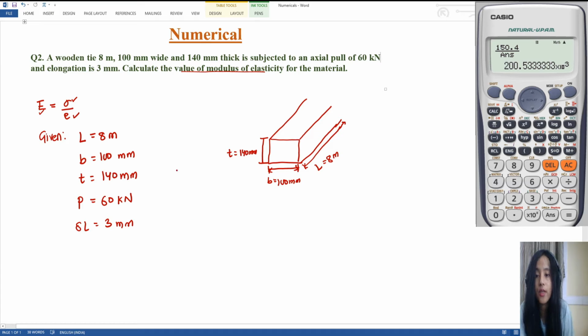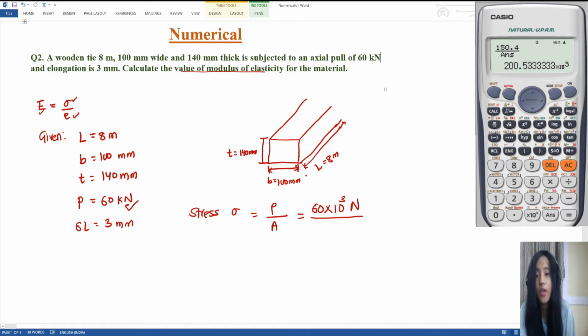To find modulus of elasticity, first we need to find stress. So stress sigma will be equal to force by area. Now how much is force? Force given is 60 kilonewton. We need to convert it into Newton. Kilonewton to Newton, it will be 60 into 10 raised to power 3 Newton. If you multiply it with 10 raised to power 3 or 1000, it will be converted into Newton.